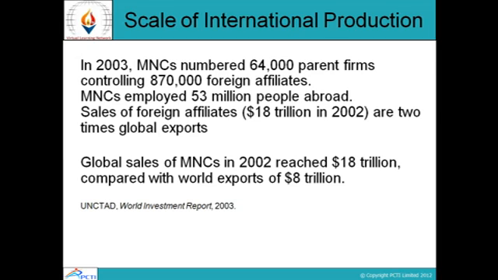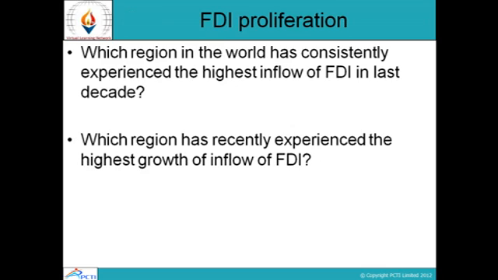870,000 foreign affiliates. MNCs employed 53 million people abroad. Sales of foreign affiliates, more than 18 trillion dollars in 2002, are 2 times global exports. Global sales of MNCs in 2002 reached $18 trillion compared with world exports of $8 trillion.